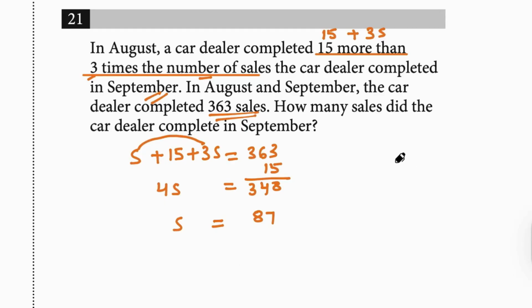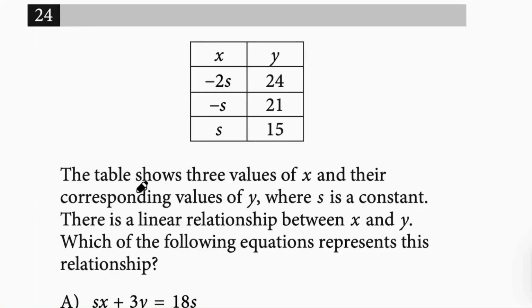Now that is a DIY for you. This S is the sale of September or it is the sale of August. That is a DIY for you. Just think about it and tell me in the comments. The table shows 3 values of x and their corresponding values of y, where s is a constant.